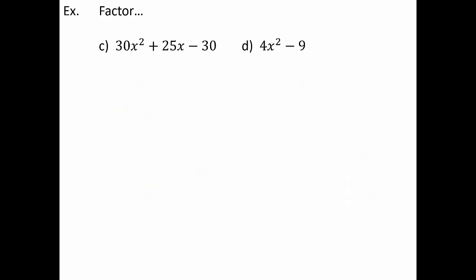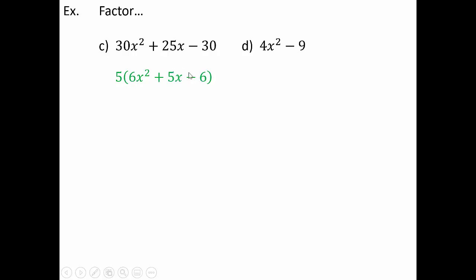All right, here are 2 more. You've already tried them, so let's look at them together. 30, 25, and 30. Now, of course, I could jump straight into the AC method, but boy golly, do I not want to do that. Those numbers are going to be huge. I notice that all of these numbers are divisible by 5. So I'm going to start by pulling out a 5, and I leave behind 6x squared plus 5x minus 6.